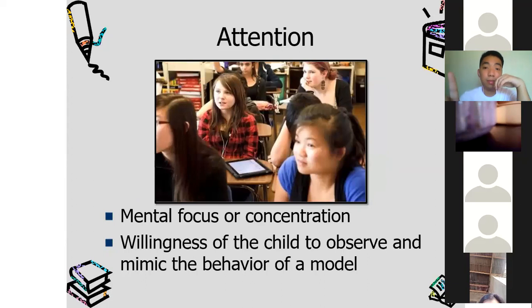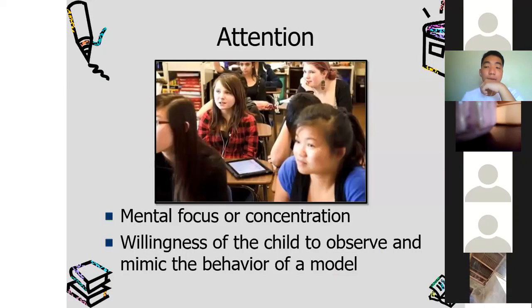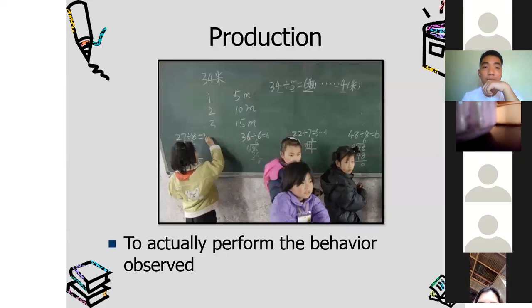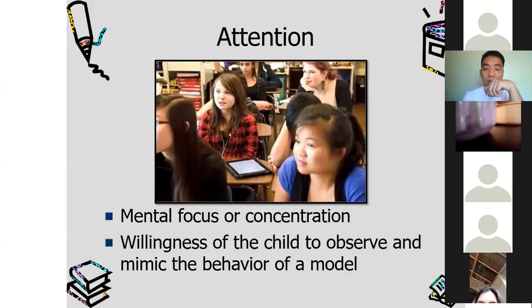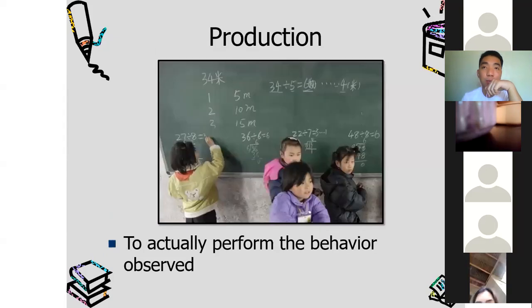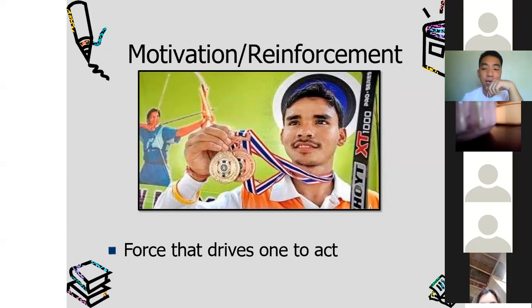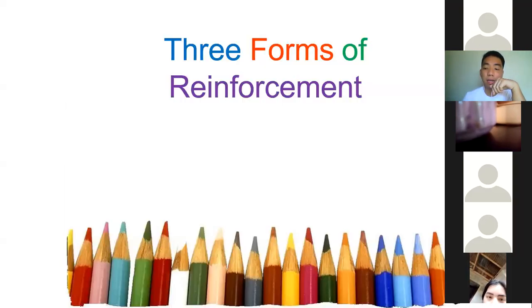There are four. Remember, okay. This will be repeated in the exam. What is the important thing here? These elements. What is the proper arrangement? Okay. Don't forget: attention, retention, production, motivation, or reinforcement. What is the correct arrangement of the elements of social learning? In the exam, they might put production first and then attention. So please take note of that.